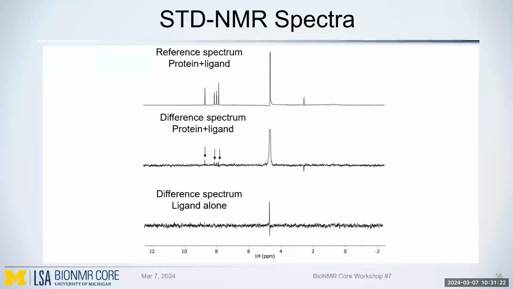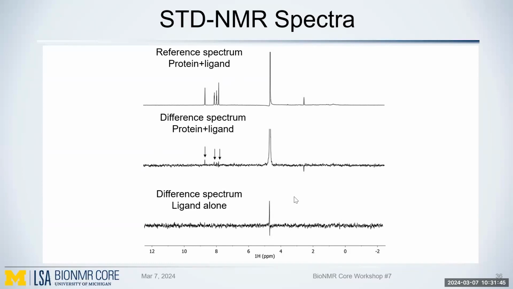And finally, this is how you present STD-NMR spectrum in a manuscript. On the top, you will have the reference spectra that contains signals from the protein and ligand. So the ligand peak is at higher intensity here. And then you have the difference spectrum showing those positive signals, and that indicates the ligand binds to the protein.